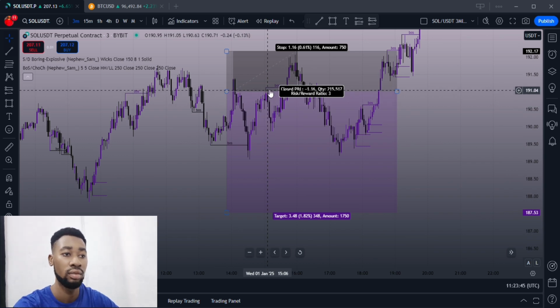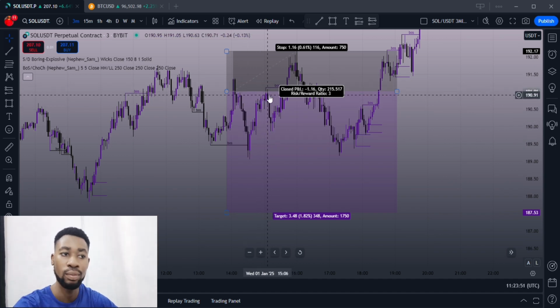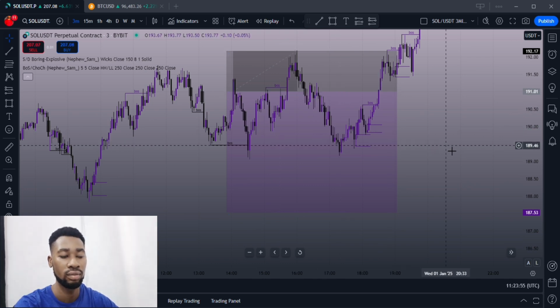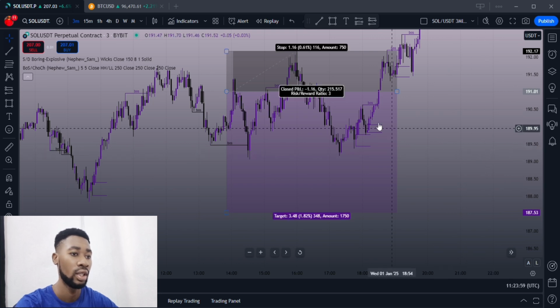I said, okay, since it formed a strong supply zone and then pushed down, which means it was still respecting that it pushed down. So at this point, I left my phone and my system to go check out some stuff. And then when I came back, I saw that it crept up, broke structure.